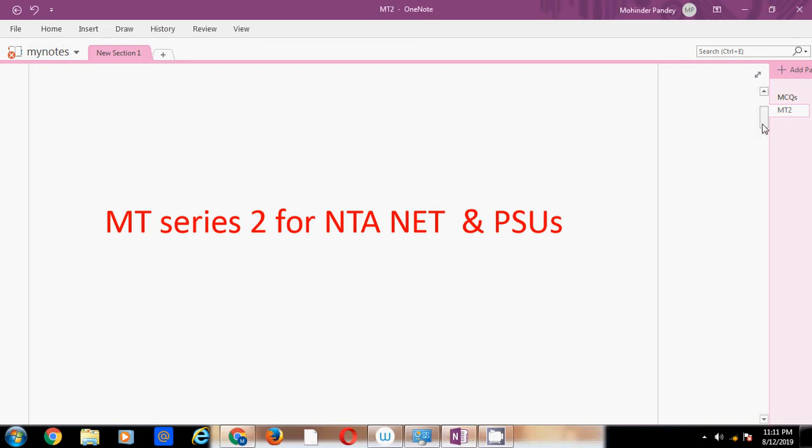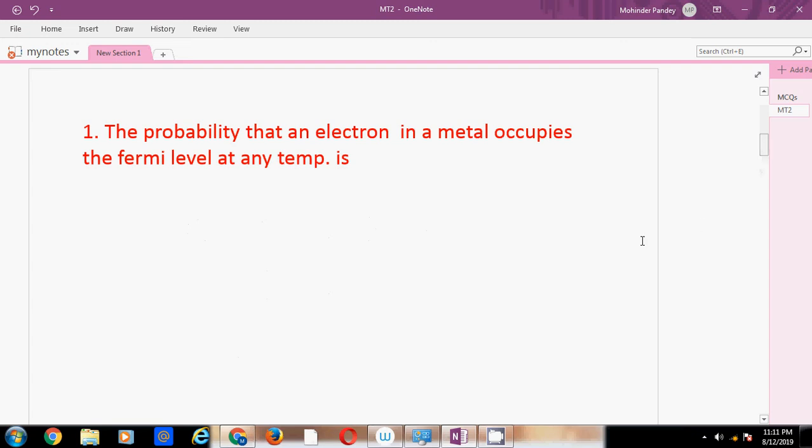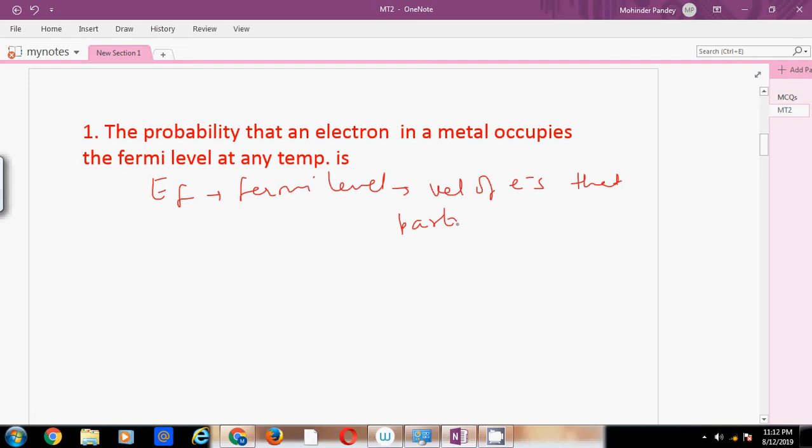Now, the probability that an electron in a metal occupies the Fermi level at any temperature is, as we know, if EF denotes the Fermi level, then the Fermi level means a 50% probability of occupancy by electrons, okay, and it actually gives the information about the velocity of electrons that participate in electrical conduction.